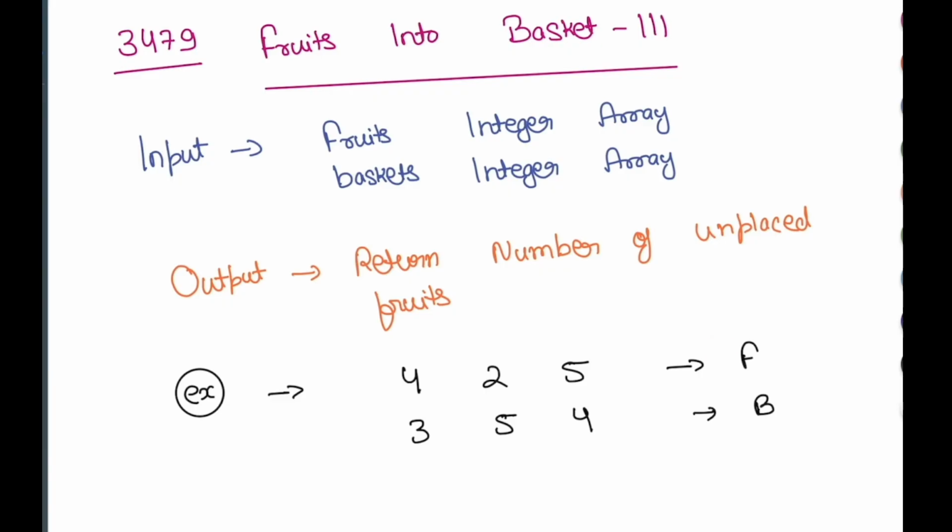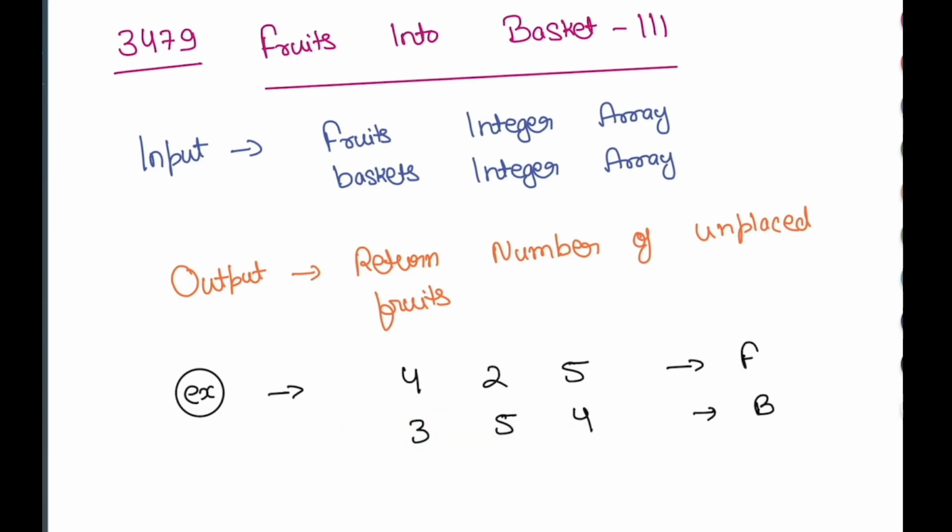So in the example, the fruits given are 4, 2 and 5, and the baskets given are 3, 5 and 4. In the fruits array, the given numbers represent how many fruits there are. For example, this particular data is telling me there are 4 fruits, and the baskets are telling the capacity of how many fruits each can hold. So this basket can hold 3 fruits, this particular basket can hold 5, and this can hold 4.